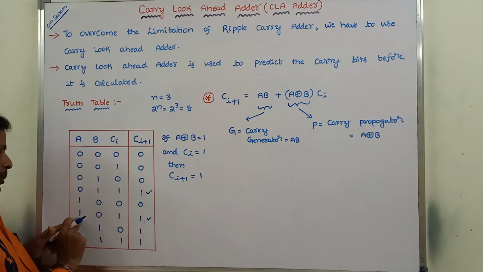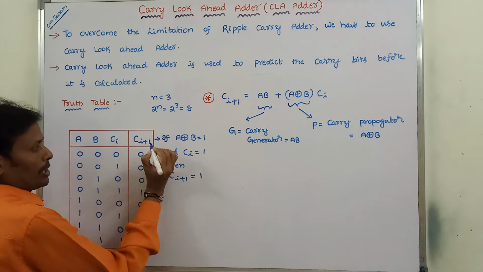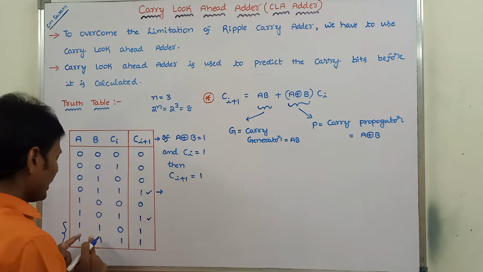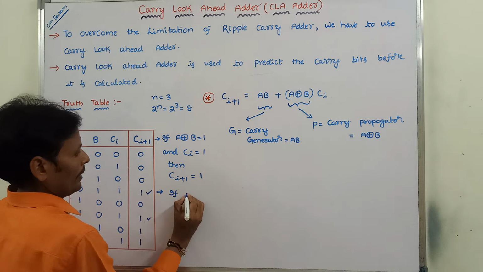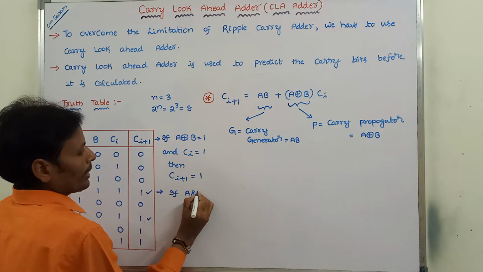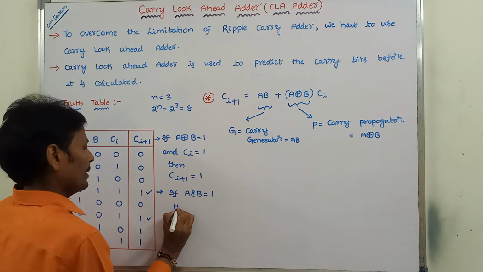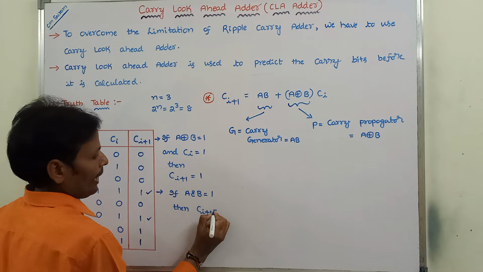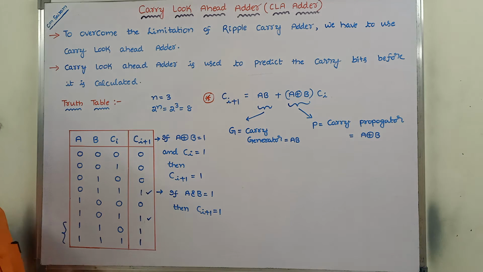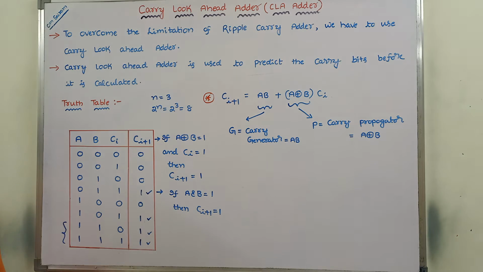Here also the same condition is applied. Next one. Here in this case, if A and B values are equal to 1, then C suffix I plus 1 value is equal to 1. Okay, so these 4 cases we have to consider.